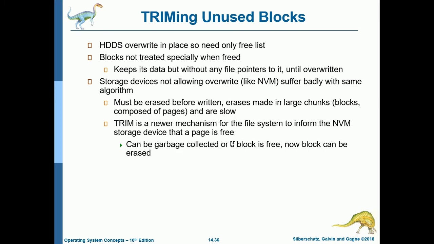Next, we have trimming unused blocks. Hard disk drives overwrite in place, so they need only a free list. Blocks are not treated specially when freed, so a block keeps its data, but without any file pointers to it, until it is overwritten. So the question now is, what happens when you delete a file, not just deleting it, but deleting it in the recycle bin?